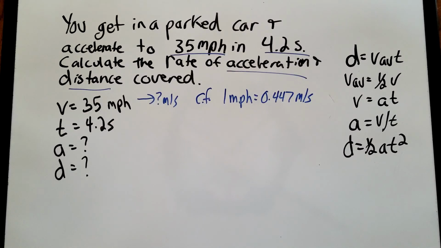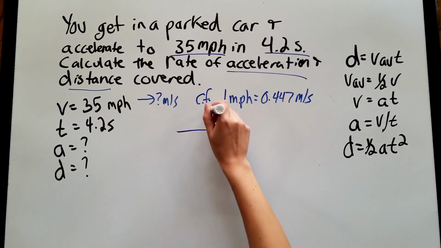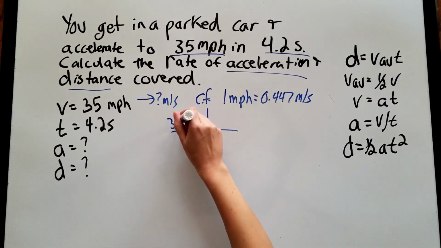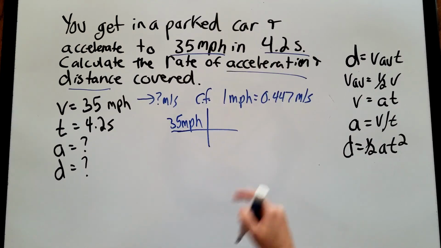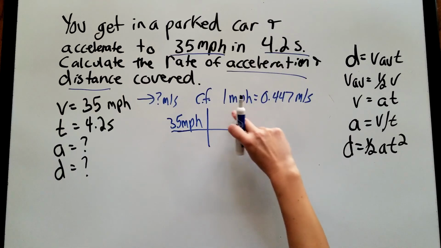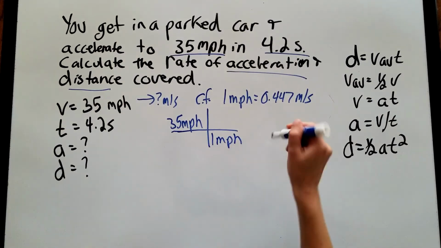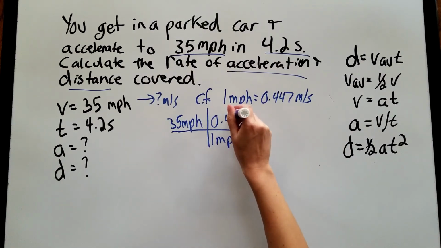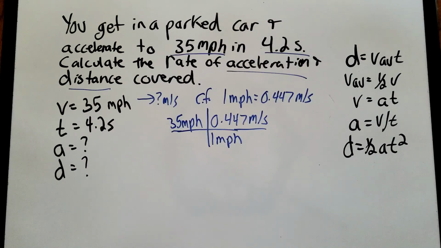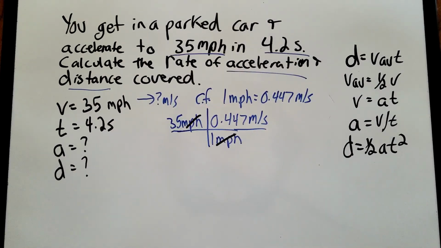So I'm going to set this up just like we did conversions in Chapter 1. I'm going to do my railroad tracks. I'm going to start with the number I'm trying to convert, which is 35 miles per hour. I'm going to then take this conversion factor and put it here. I want to put it so that the miles per hour portion is on the bottom in the denominator, and the meters per second portion is on the top in the numerator. This allows for the units of miles per hour to cancel since they're on opposite sides of the horizontal line.